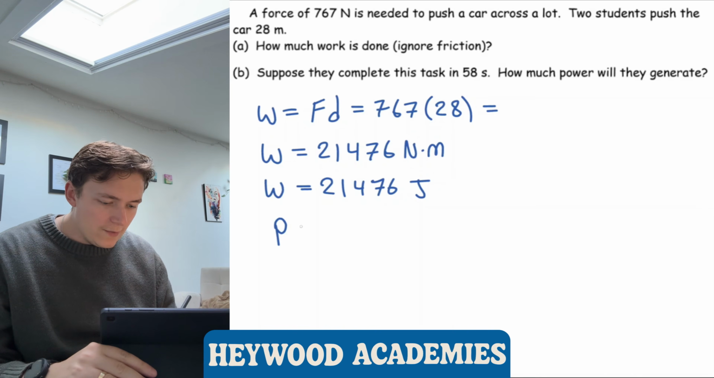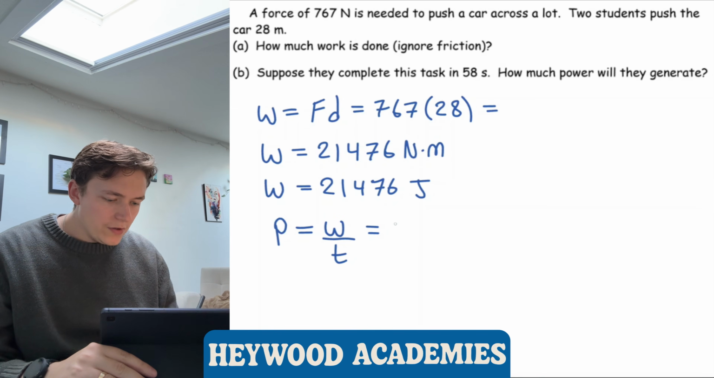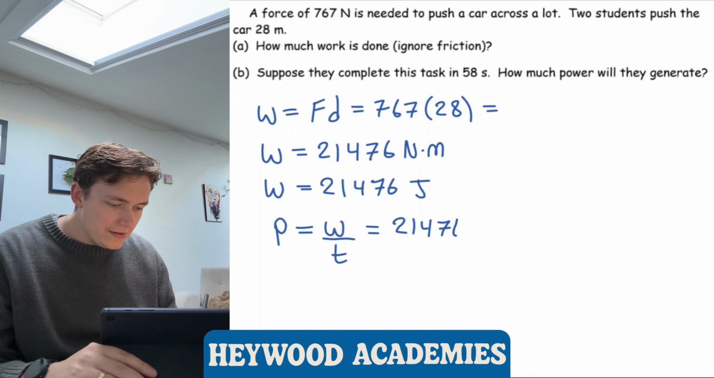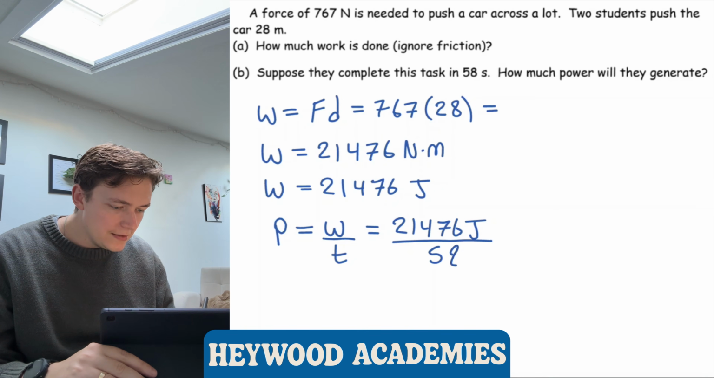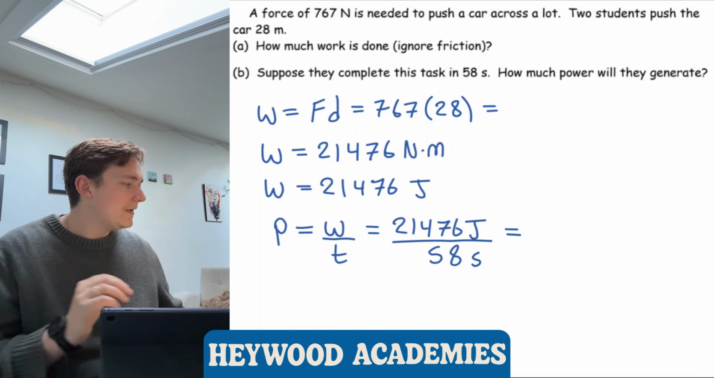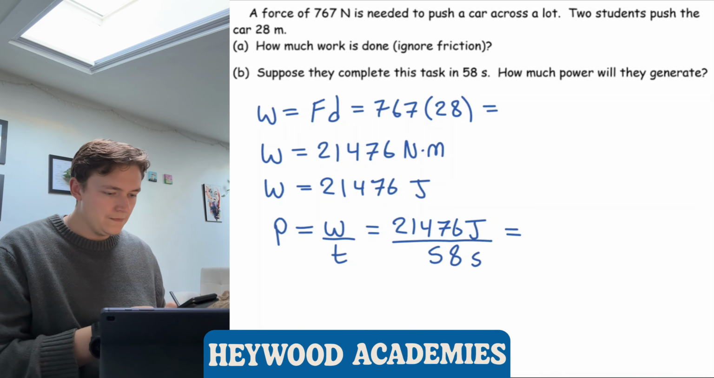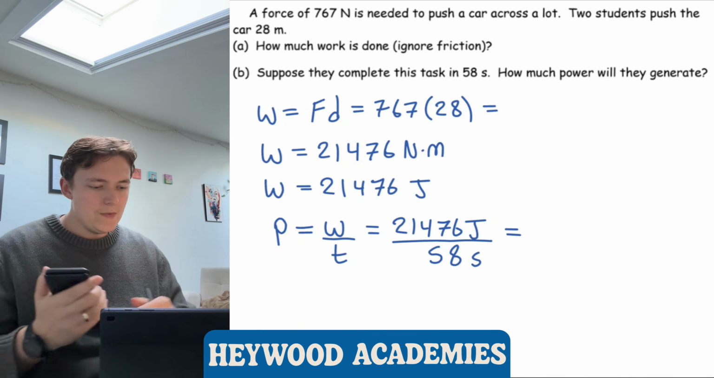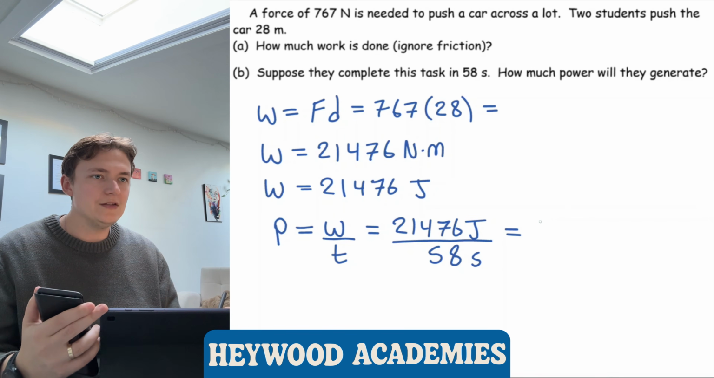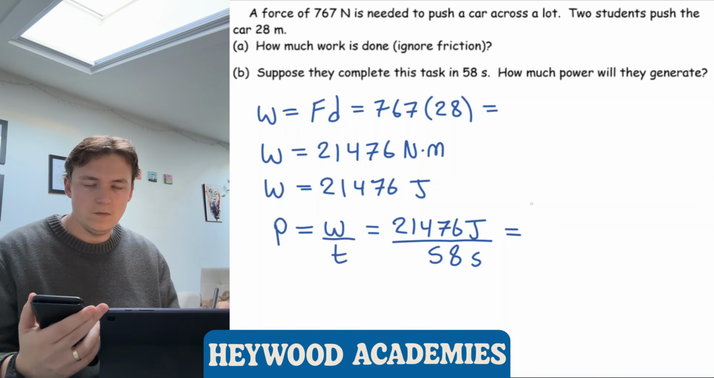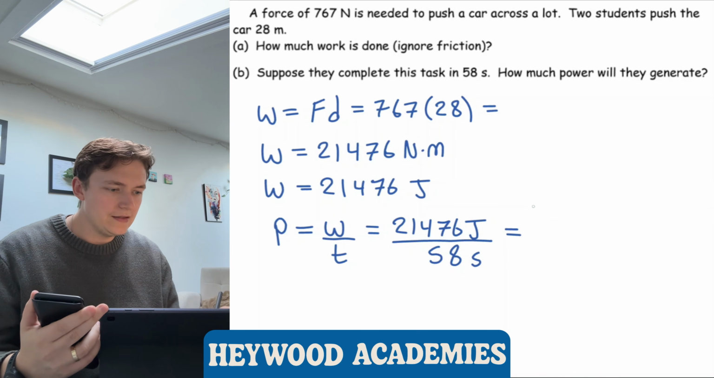Now we want to know if they complete this task in 58 seconds, how much power will they generate? Now power is just work over time. So the work was 21476 joules, and that took them 58 seconds. So we can go ahead and divide those two numbers. And then we had joules divided by seconds, so that's our definition of watts. So that's going to give us 370 watts.